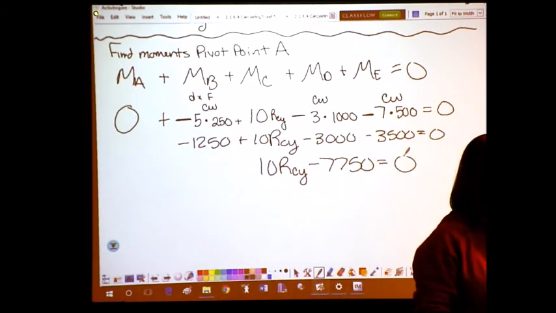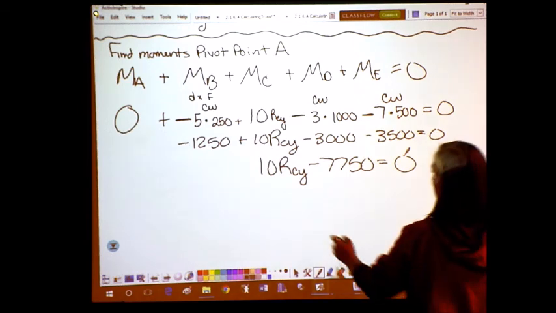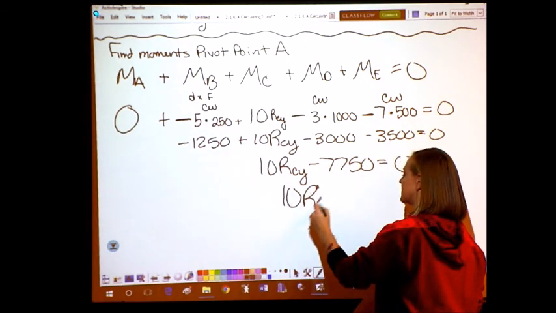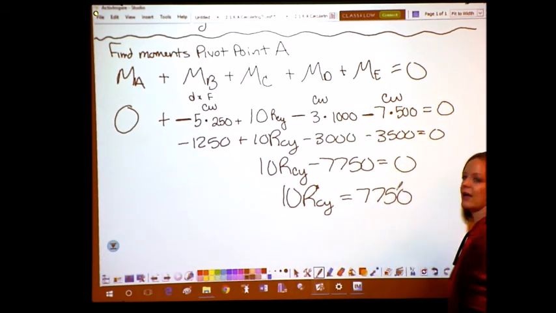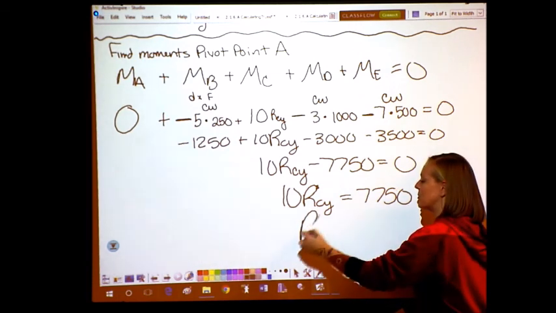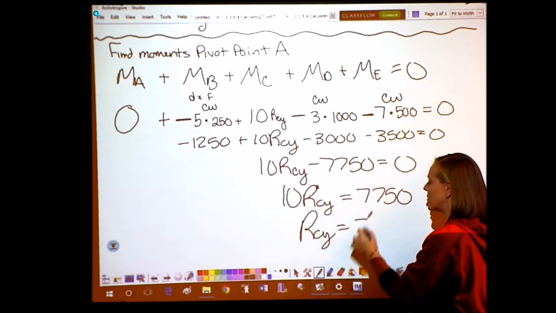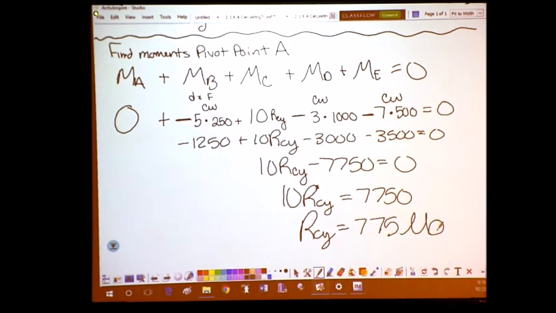You guys okay at this point? Add 7,750 to both sides and divide by 10. So you get 10 RCY. If your Algebra 1 self could see you right now, if you would go back in time and bring your Algebra 1 self here, right at this moment, you'd be like, whoa, look how smart I am. That's a force, so it's a pound.